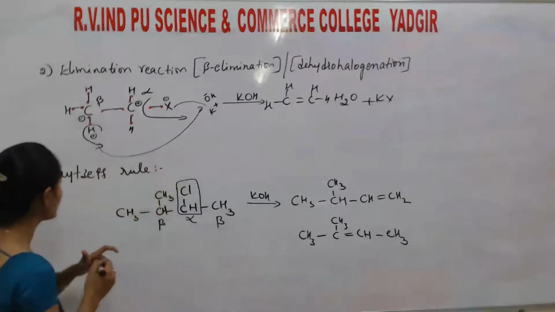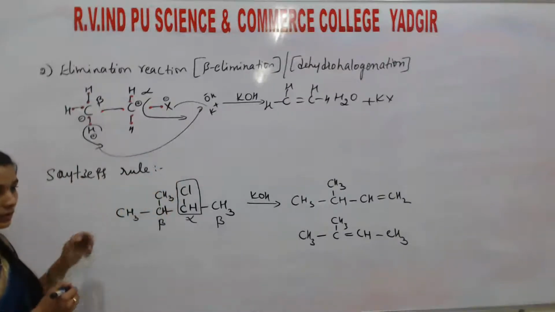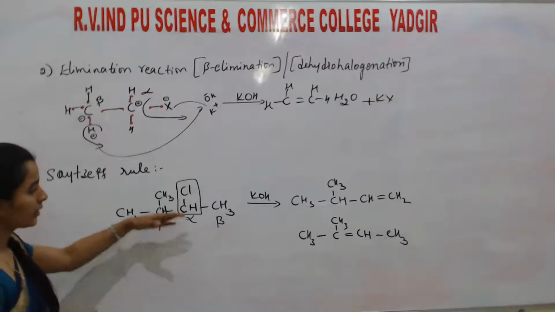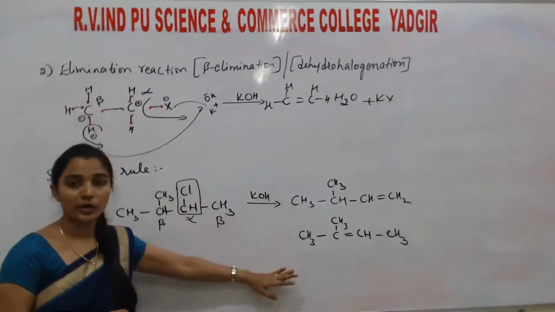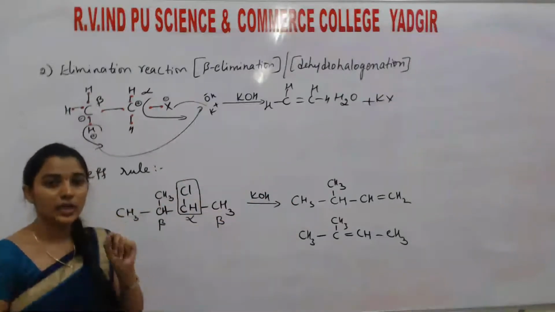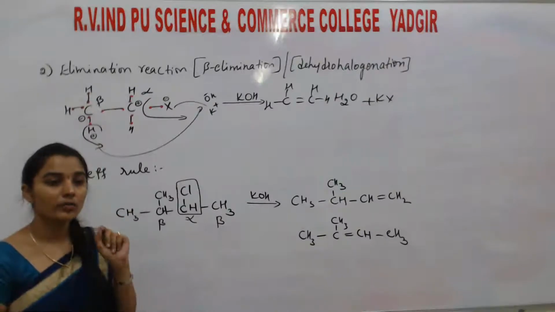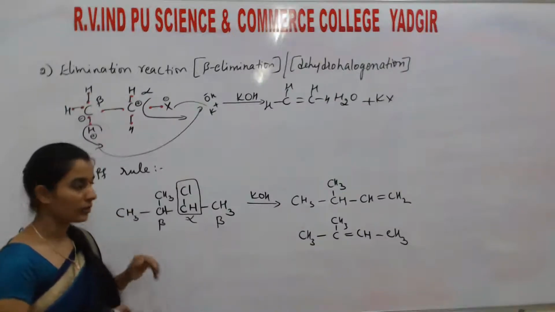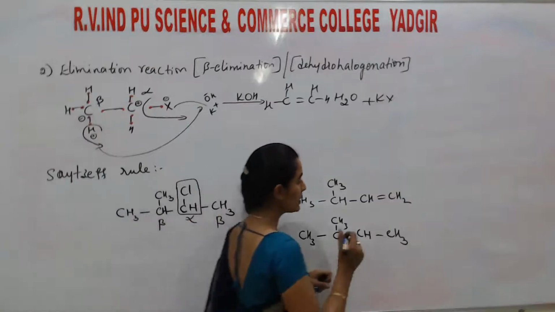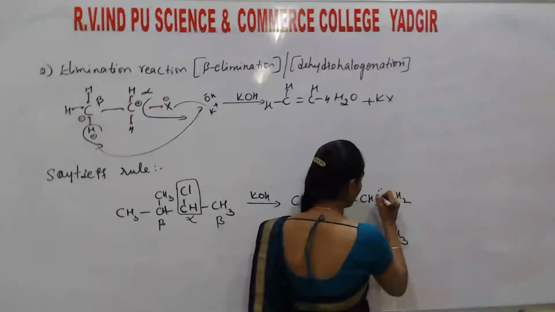So what does Saytzeff's rule say? If this type of compound is there, it undergoes beta elimination and two or more products are formed. In that we have to select which one is the major product and which one is the minor product. So students, remember, here always consider the double bond.